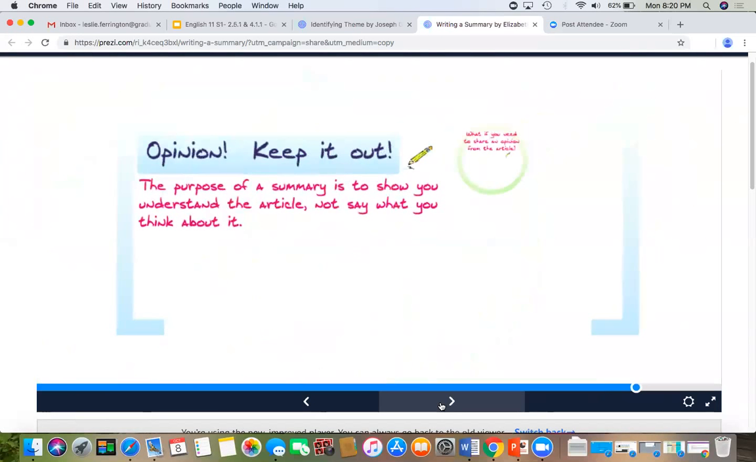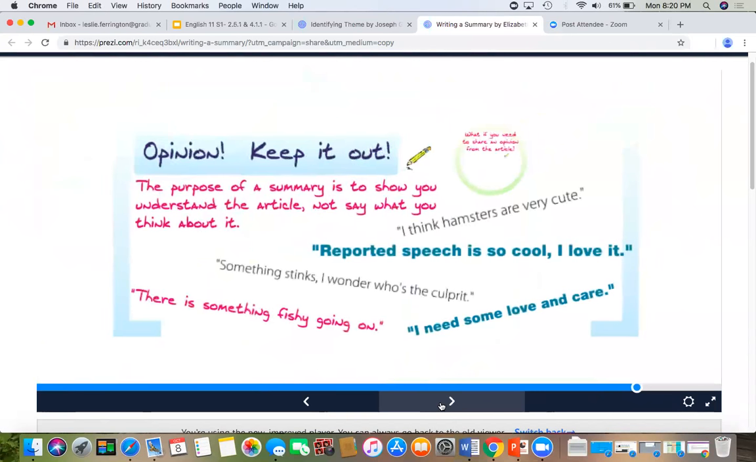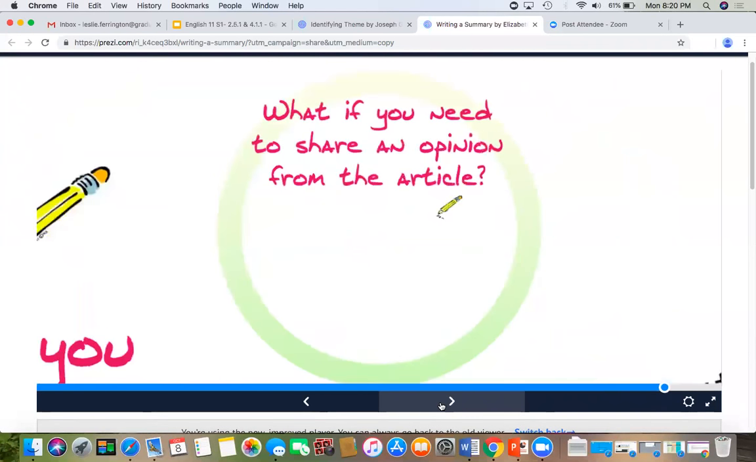So opinion, you do not want opinion. The purpose of a summary is to show you understand the article, not to say what you think about the article. You don't want to say, I think hamsters are very cute, or reported speech is so cool, I love it, or something stinks, I wonder who's the culprit, or there's something fishy going on, or I need some love and care. What if you need to share an opinion from the article? So this would be like the author's opinion. You want to use a phrase like according to the author or as the author states. Those show that the opinion you're putting into your paragraph, your summary, is actually from the author.